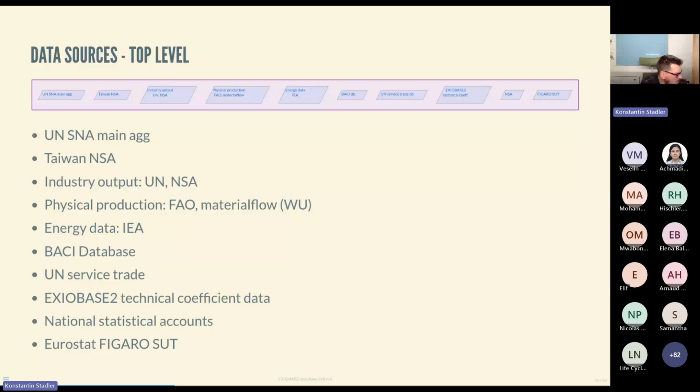And then we have other data sources for industry output, also from the UN and national statistical agencies, for physical production, also from the FAO, and from the material flow database of the Vienna University of Economics. Energy data is mostly from the International Energy Agency. We use the BACI database for the trade data, combined with the UN service trade data. And then we have data from Exiobase 2, which gives us technical coefficients, and also technical coefficients from other national statistical agencies and accounts.